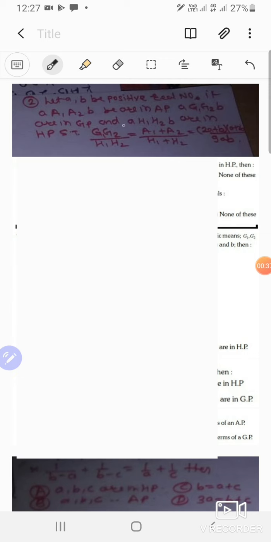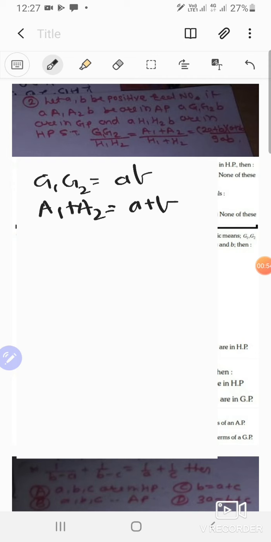Okay, first of all, because a, g1, g2 and b are in GP, we can say that g1 g2 is just going to be a times b, obvious. And then a1 plus a2 is going to be a plus b, no problem. And then you have h1 plus h2. So we will have to find h1 and h2 first, only then can we actually deal with this. Okay, so a, h1, h2 and b are in harmonic progression.